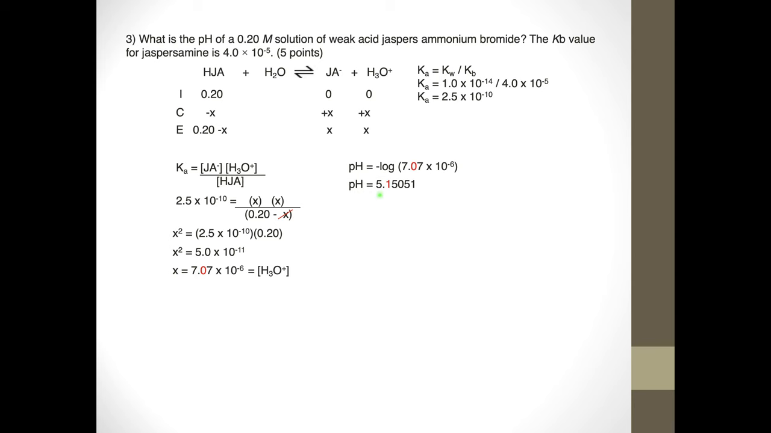So the pH is going to be equal to 5.15051, but because we have two significant figures, the pH is going to be equal to 5.2. That will be the answer for problem number 3. The pH of that solution is going to be 5.2.